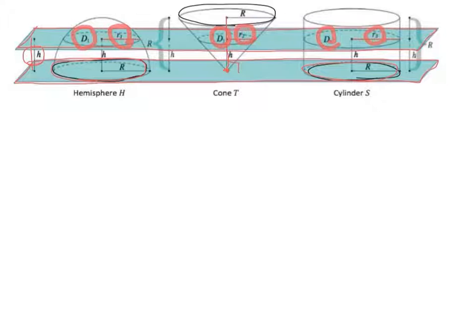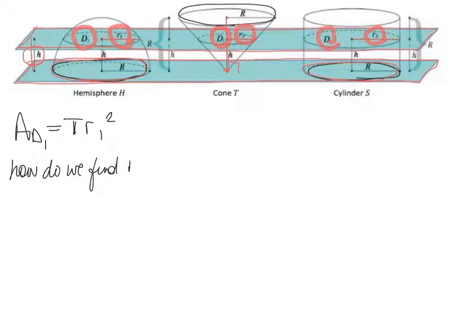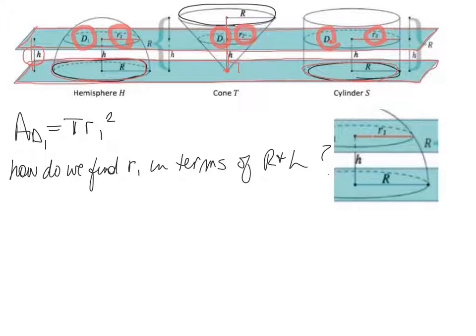All right, let's look at the hemisphere. I know that the area of that disk is pi r1 squared. So how do we find r1 in terms of big R and H? Now I cut a piece out of that hemisphere because I wanted to show you how we're going to find little r in terms of big R and H.